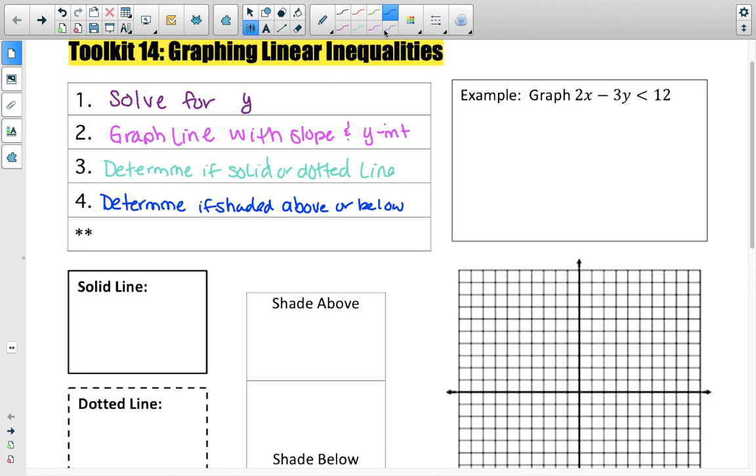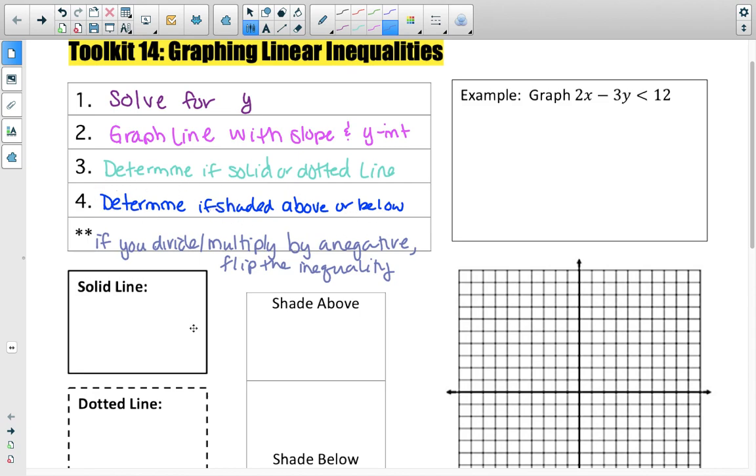The last thing we need to remember is that the same golden rule applies. If you divide or multiply by a negative, you have to flip the inequality. So as you're solving for y, you have to remember this. If you divide or multiply by a negative, you must flip the inequality. That will change if it's shaded above or below. That's why we have to determine that last.